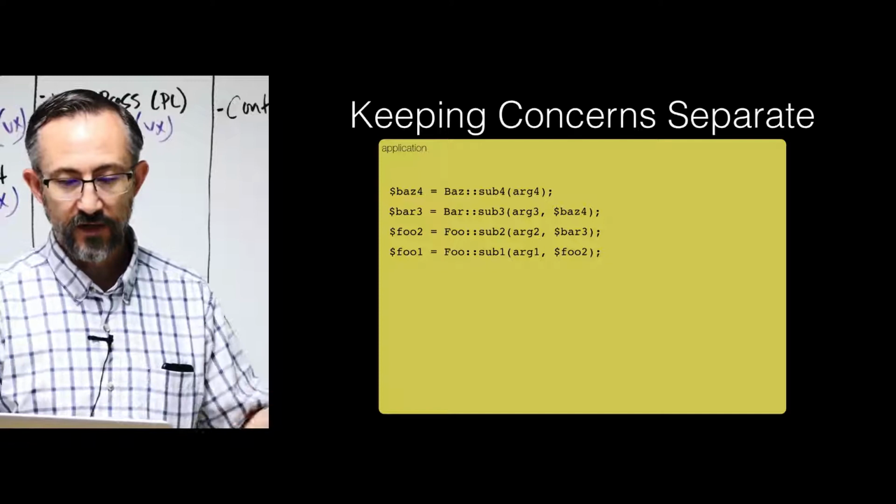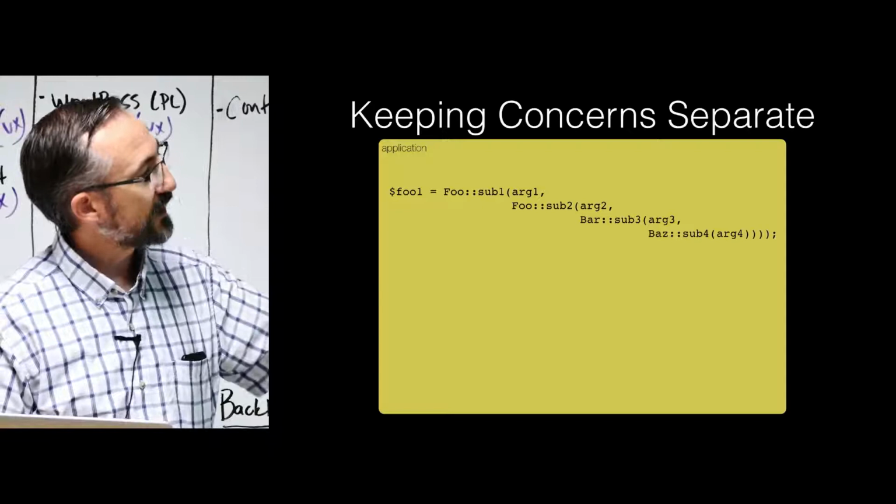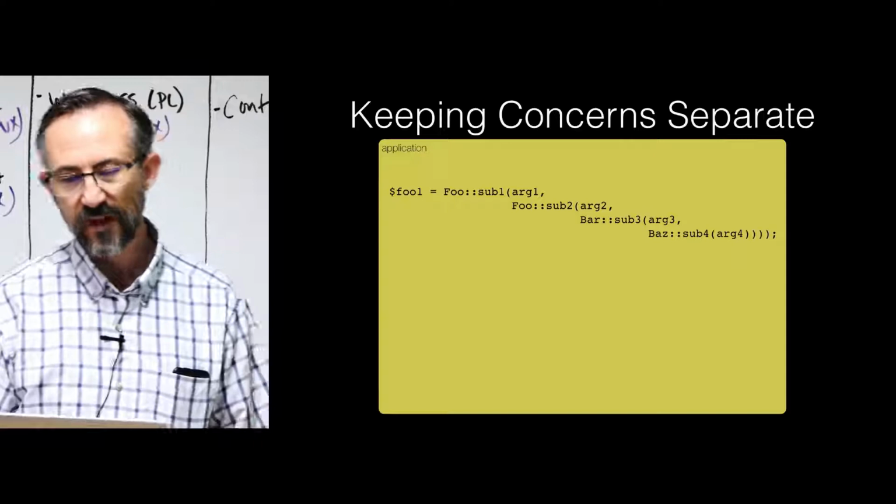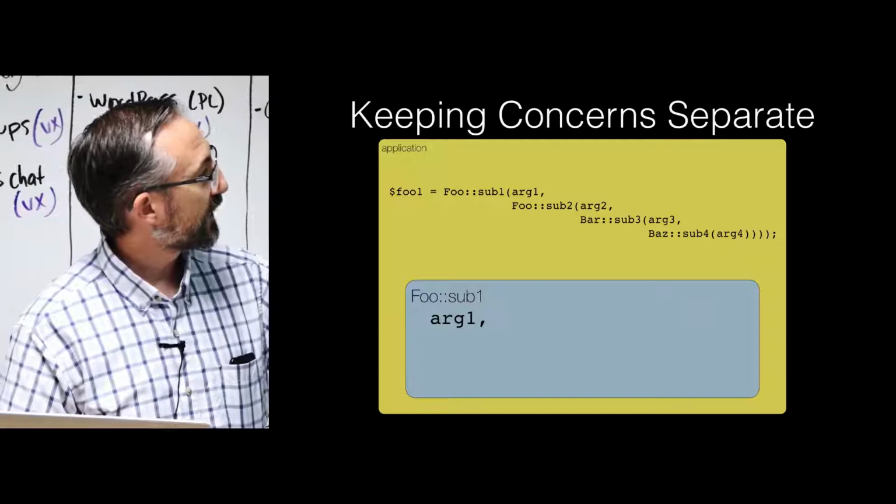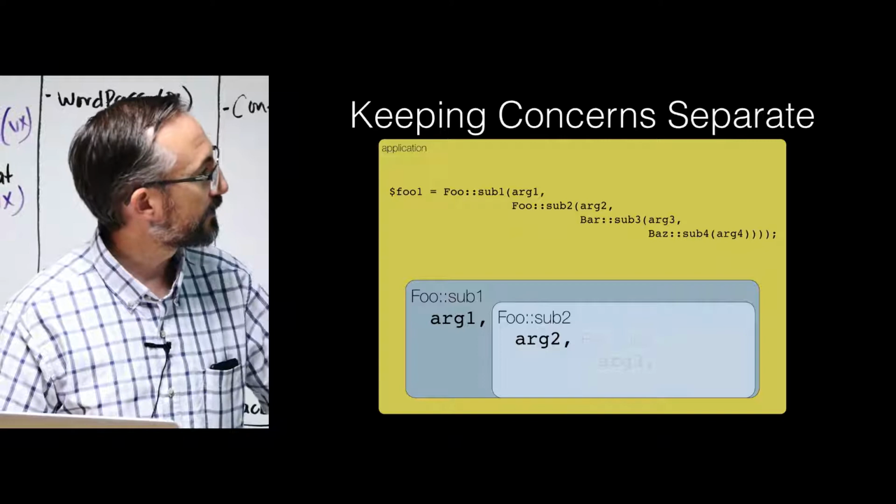So here's another way to represent that. And you can see that the code formatting itself shows you the structure of how things work. That's one of the advantages of a functional style as well. We have foo sub 1 that takes one argument, and its second argument is another subroutine that takes one argument, whose second argument is another subroutine, and so forth, down to the last argument.